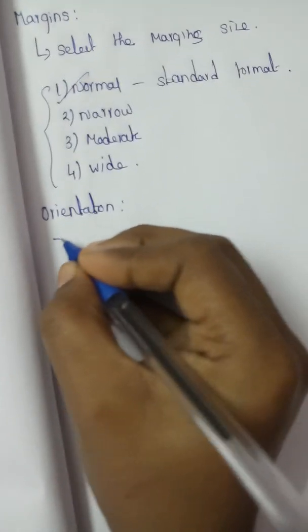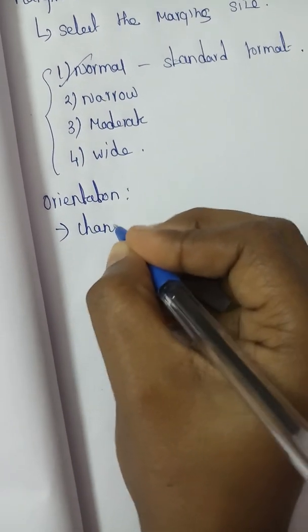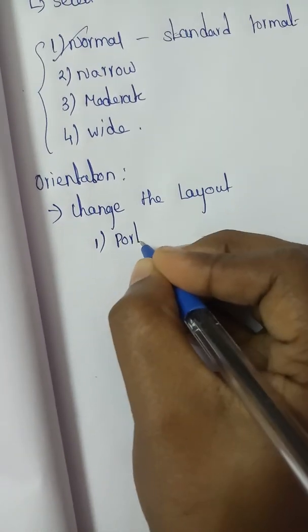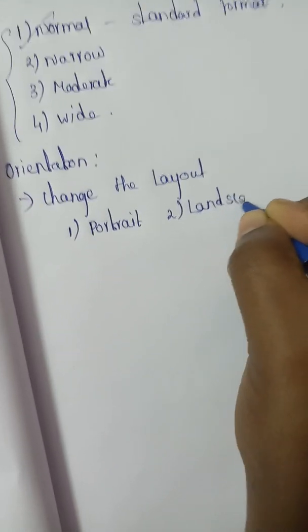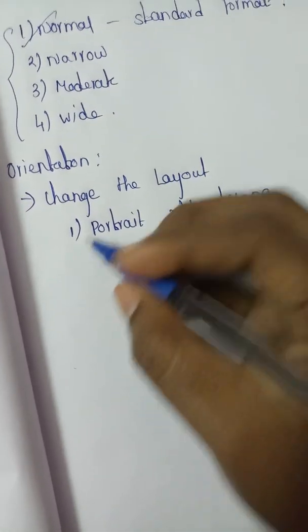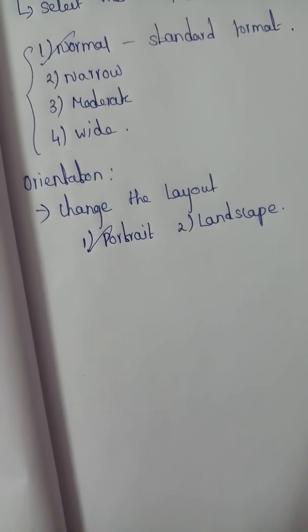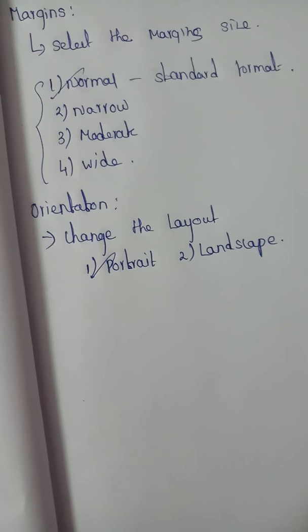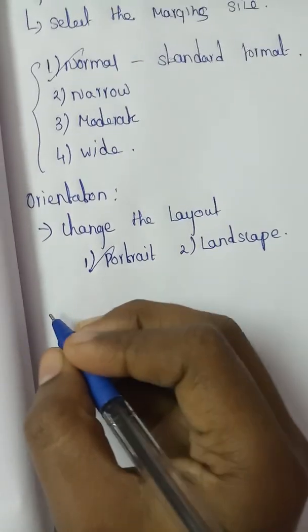And then the next one is orientation. It will change the layout. The use of orientation is to change the layout. There are 2 types. The first one is portrait and the second one is landscape. The standard format for orientation is portrait. Okay, this is orientation.